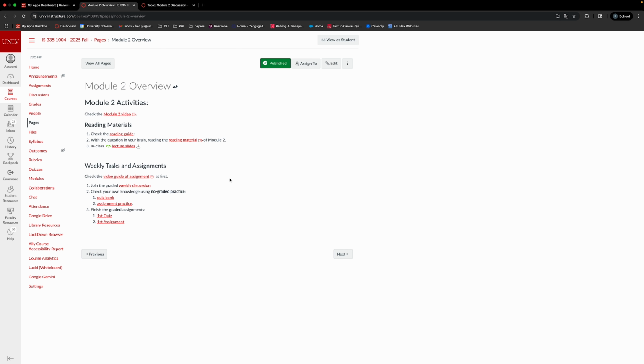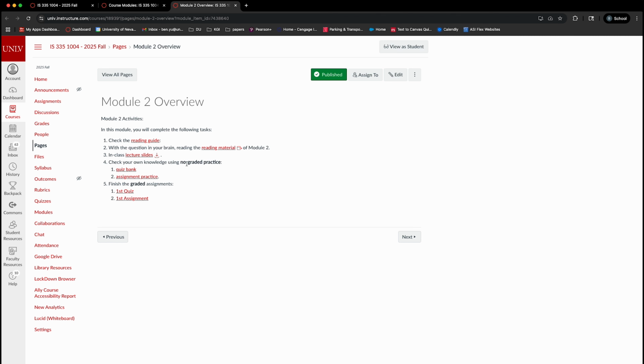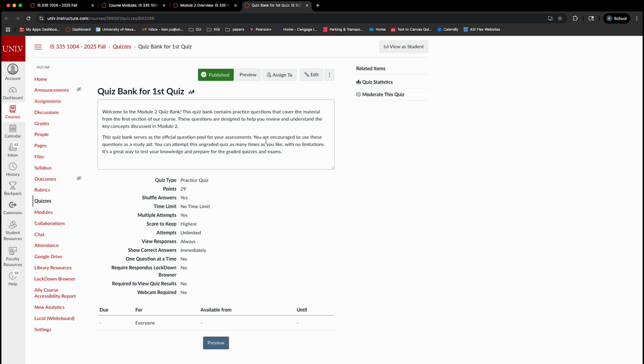Then you will go to this part. Before you go to the graded assignment, which is a quiz and an assignment, I would like you to go through the quiz bank and assignment practice, which are two non-graded practices. The quiz bank has quiz questions for all the materials of module 2. You have no time limit and unlimited attempts. It's not graded, but you can try multiple times to see what the questions look like.